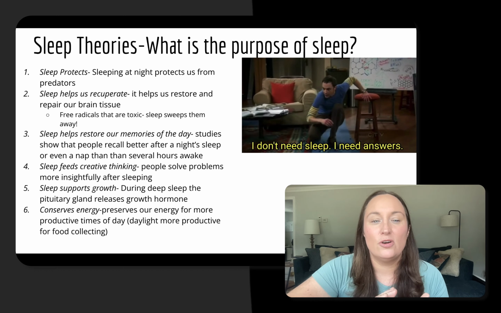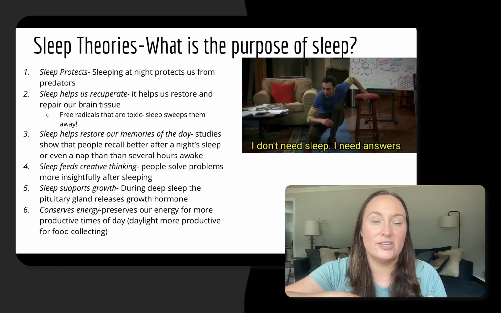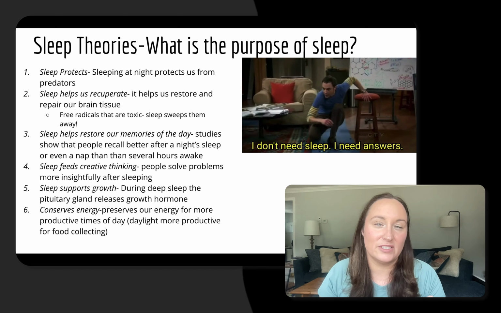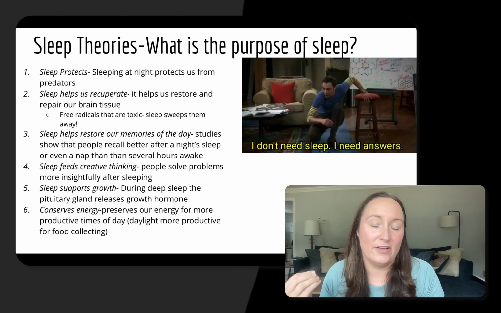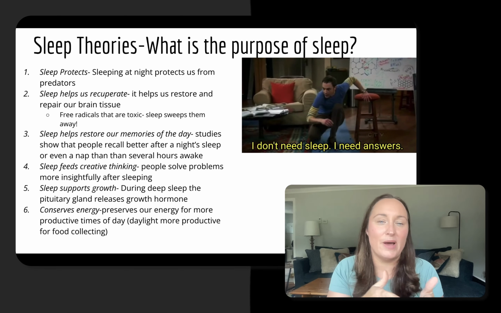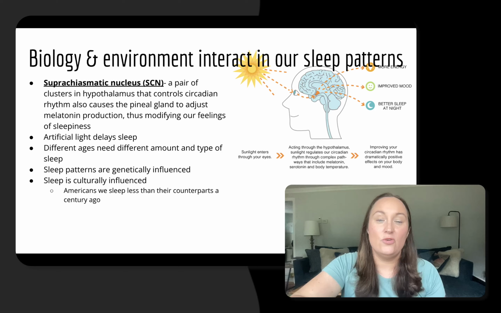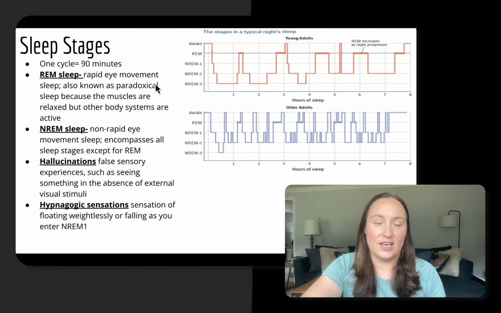Sleep helps us recuperate, restore, and repair our brain tissue. So much repair of cell damage happens in that deep sleep, getting rid of those free radicals that are toxic. Your brain actually is being cleaned while you sleep. It's like removing plaque while you sleep. Especially, you've got to get those cycles. You want to get 4 to 6 of these 90-minute cycles in a night.